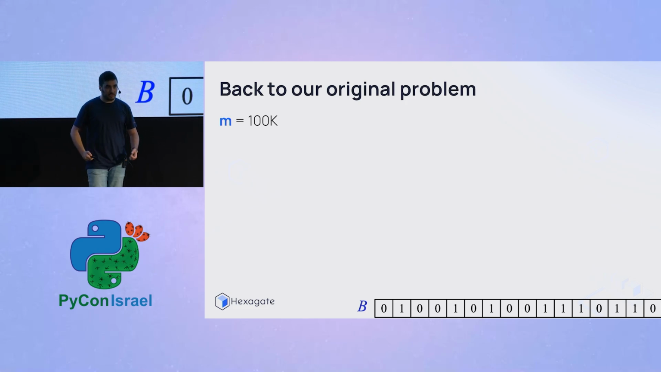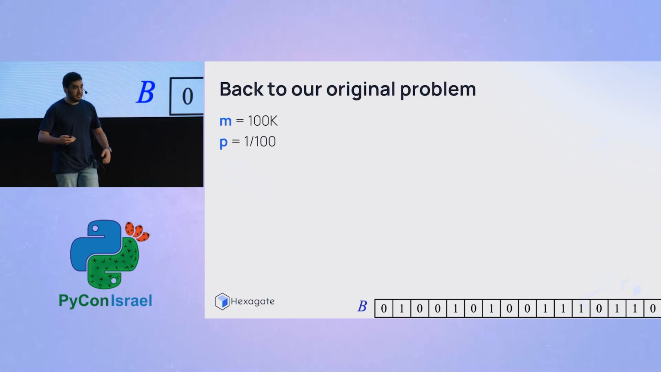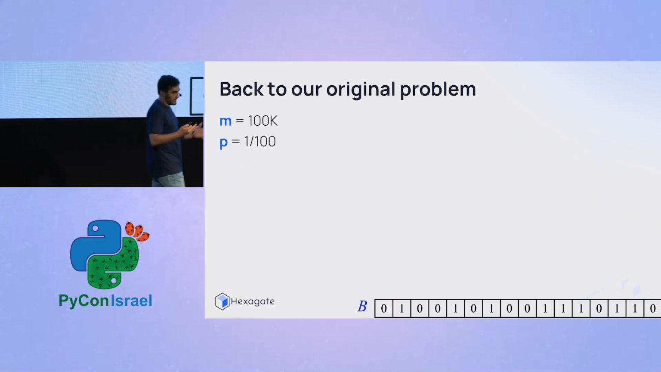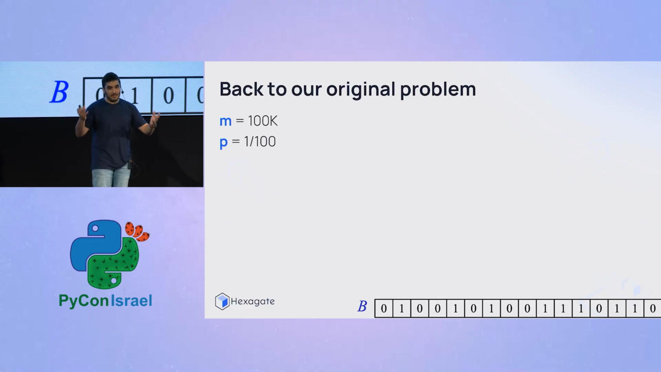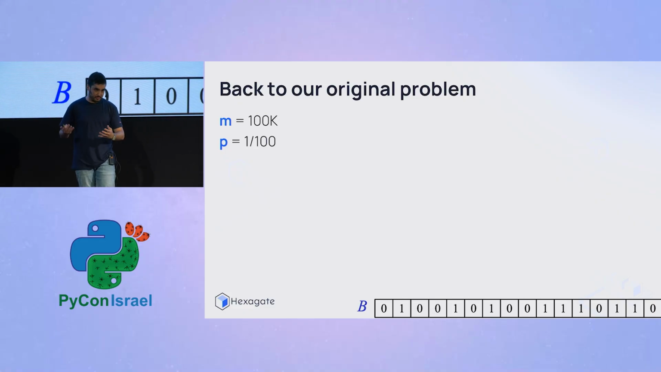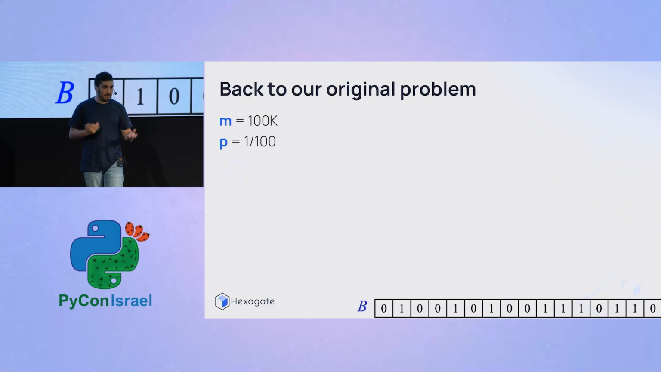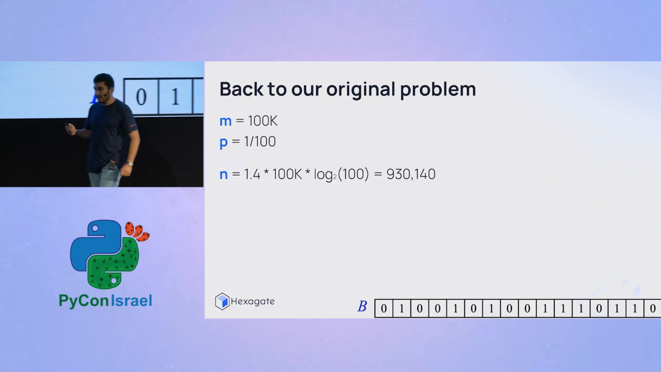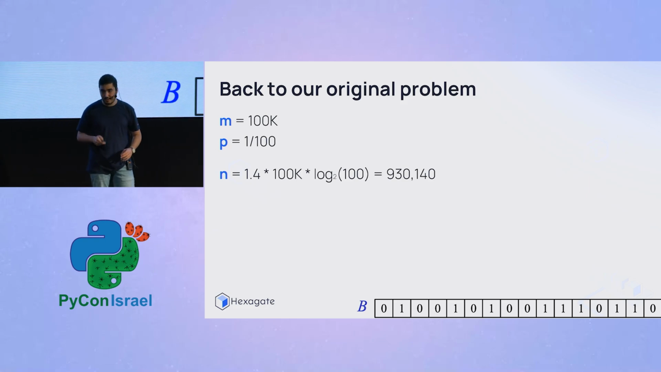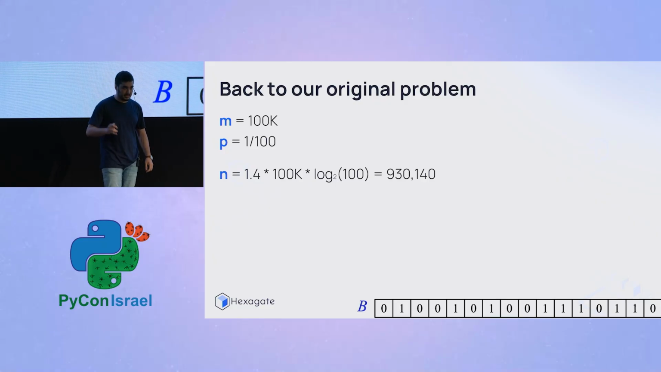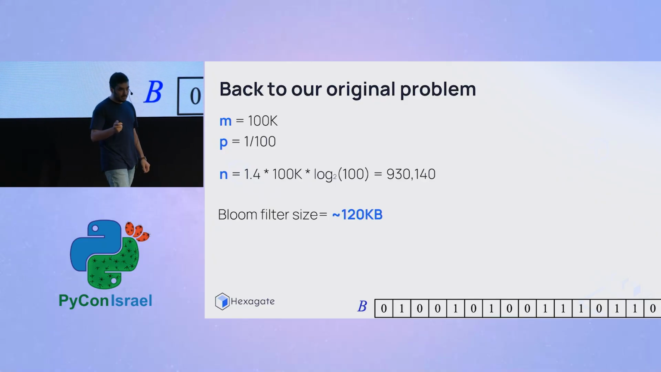optimization that we got. If you remember, m, the number of items in the set, is 100K addresses. P, the desired false positive probability, is 1 in 100. So I could control P. I say, okay, every 100 transactions, I allow myself to check the DB. It wouldn't make my data pipeline too slow. Trust me, the calculation is right. The n, the number of bits, is around 930,000 bits, which means 120 kilobytes.